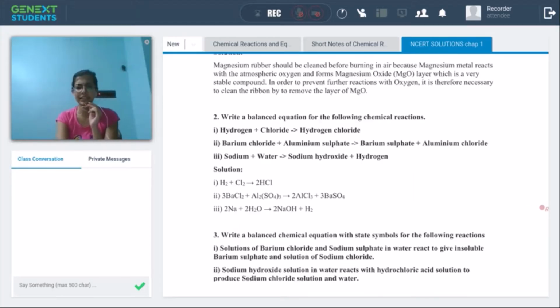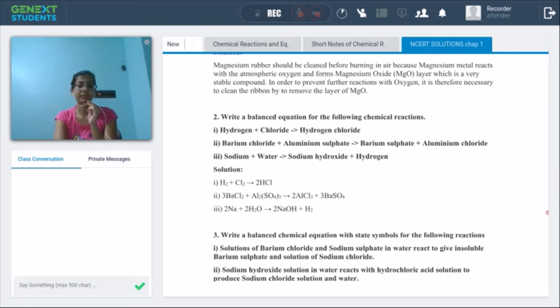Next, we will try to balance some equations. Here we see that they have just given you the names of the compounds, the names of the reactants and the products. You have to first of all write them, and then you have to balance them.